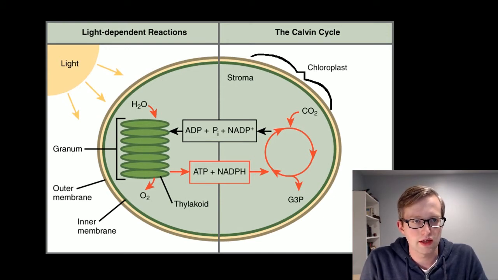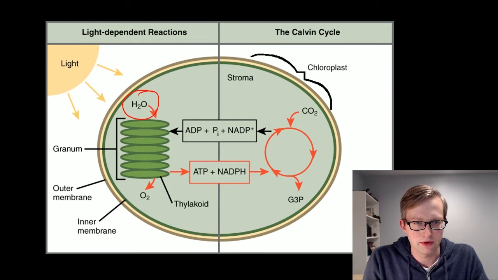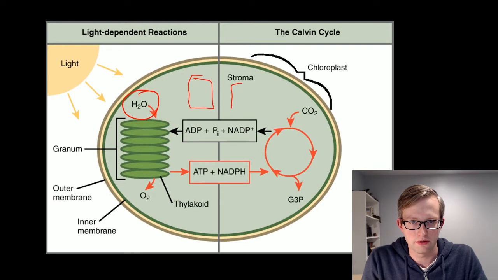So looking at the left-hand side of this, you see the light coming in, you can see water coming in right here. That's coming into these components of the chloroplast, which are called thylakoids, and a stack of thylakoids is called a granum. In truth, the chloroplast is chock full of these things. They'd be all over the place.